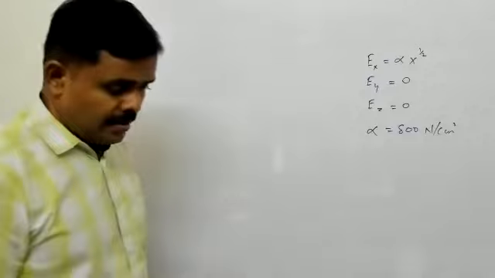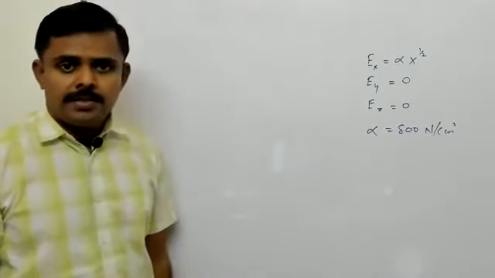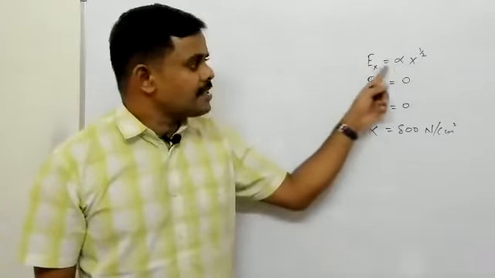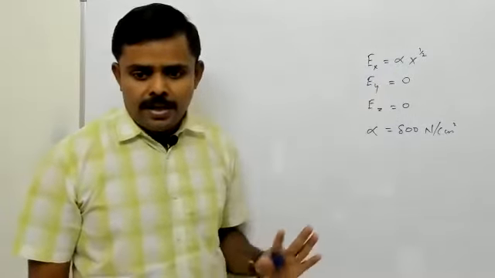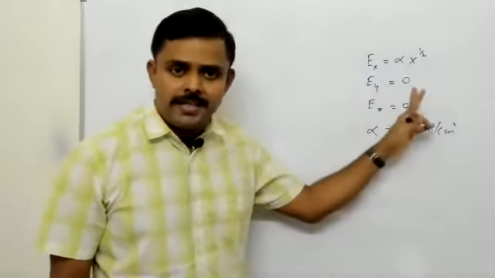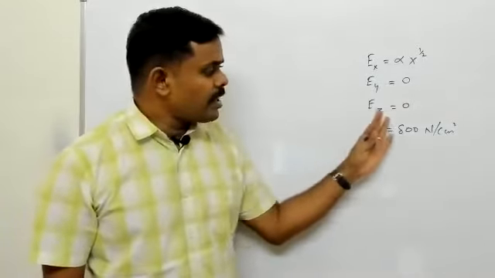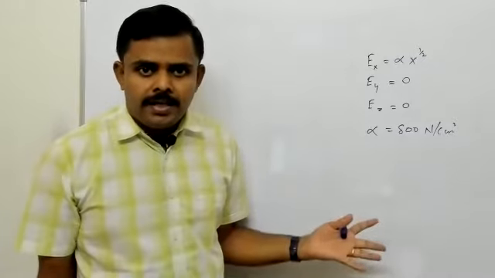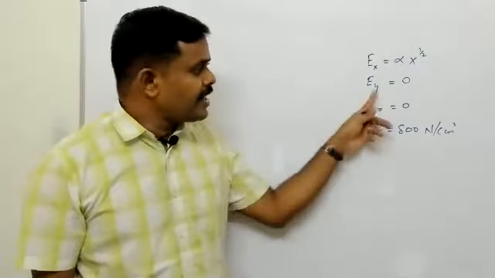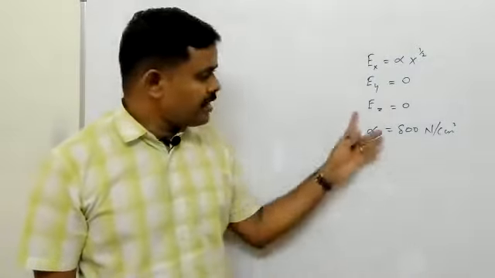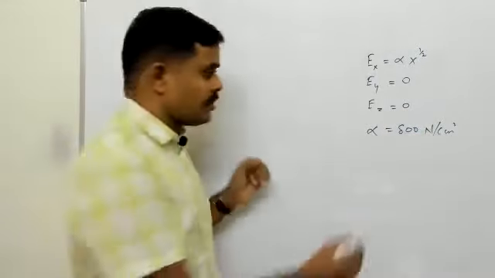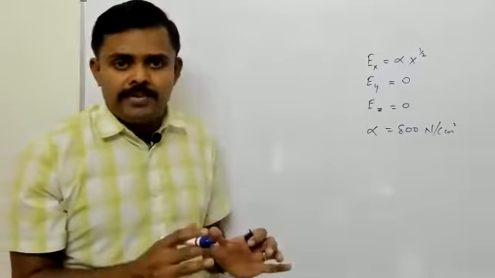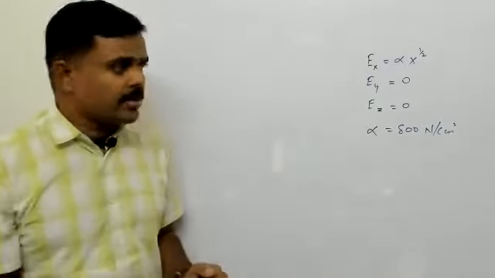So what do you understand from this? Ex, the electric field component along the x-axis, is alpha x raised to half. Electric field component along the y-axis is 0. Electric field component along the z-axis is 0. That means electric field exists only in the x direction. Electric field in the y direction is 0. Electric field in the z direction is 0. Understood? It's a typical standard question, which means this question will be asked in this particular way only.